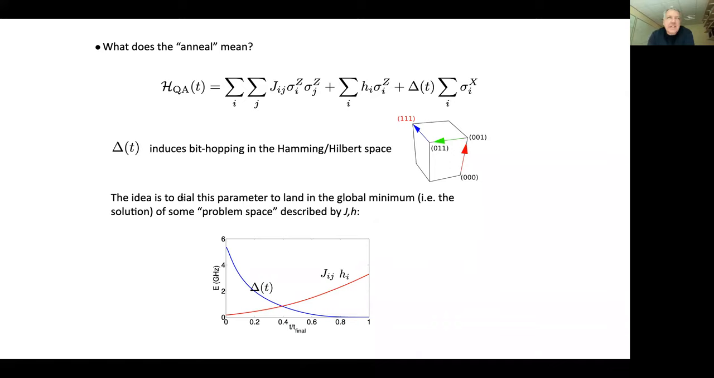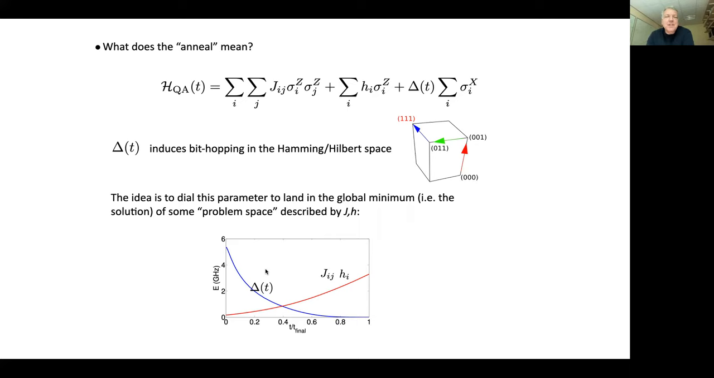What you do when you're trying to solve a problem is you first have to think about how you express the problem as a minimization problem of this Hamiltonian. So you will express your problem, whatever it is, and I'll talk about it in a minute with a simple example, in terms of J's and H's. Your problem solution will be that you minimize this Z Hamiltonian, and then you want to dial the sigma X term, the transverse term, in order to try and land in the minimum.